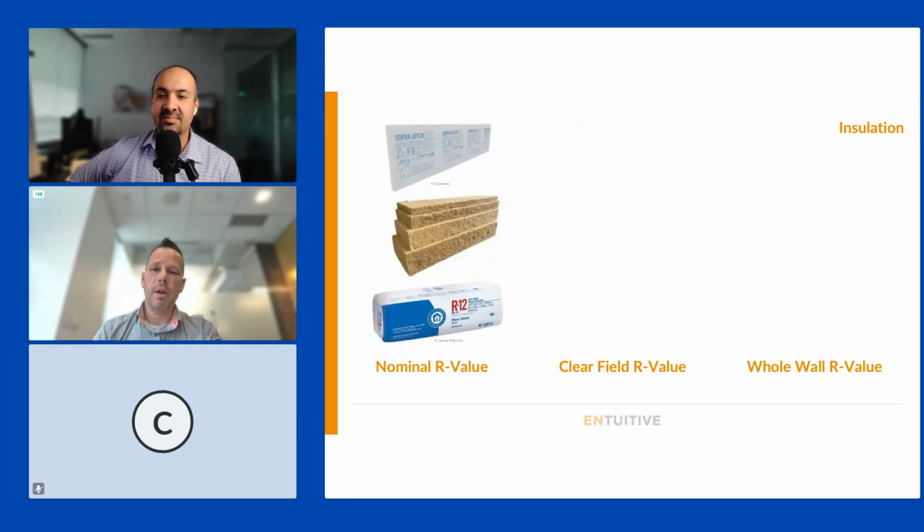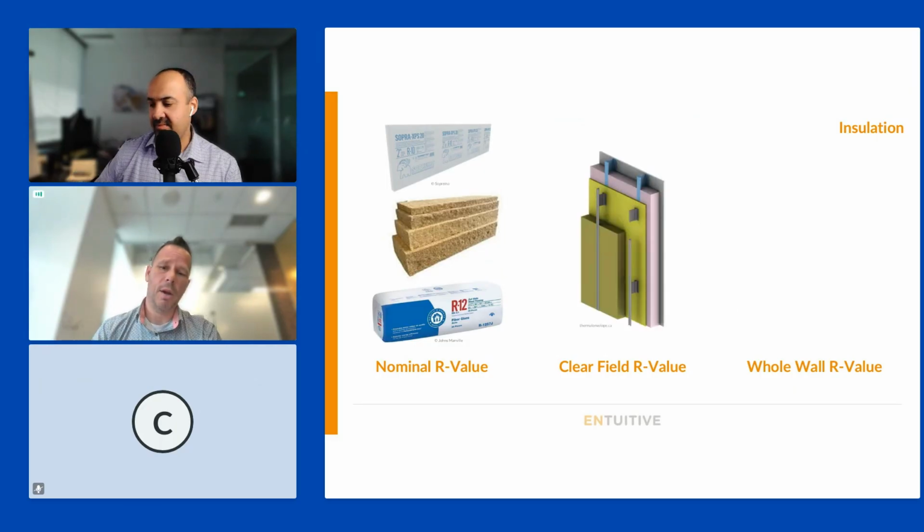We have nominal R value, which is that number that's stamped on the product that you buy from the shop or from the supplier. So in this example, there's 2 inches of XPS. It's an R10. You have a bag of insulation that's a R12. So again, that's the product as it sits in the bag, wrapped up on a pallet, whatever. That's the nominal R value.